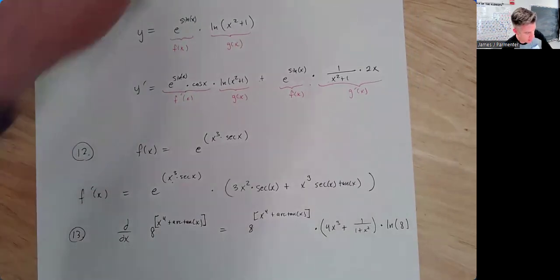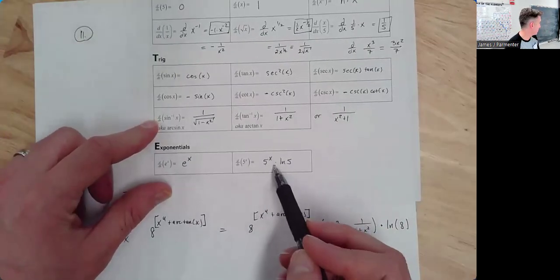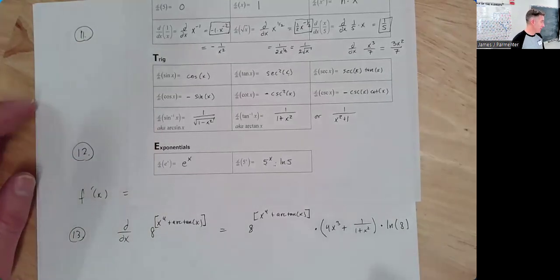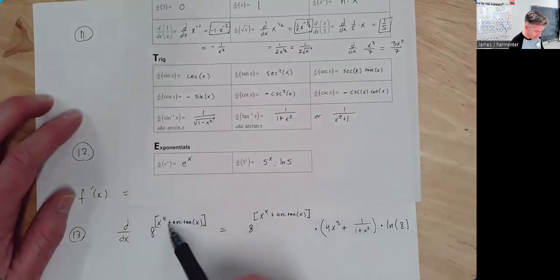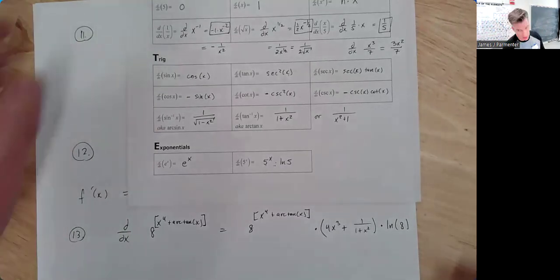Remember the rule back here? The derivative of 5 to the x was 5 to the x times natural log of 5. So the derivative of 8 to the x would be 8 to the x times natural log of 8. And the derivative of 8 to the stuff is 8 to the stuff times the derivative of the stuff times the natural log of 8.